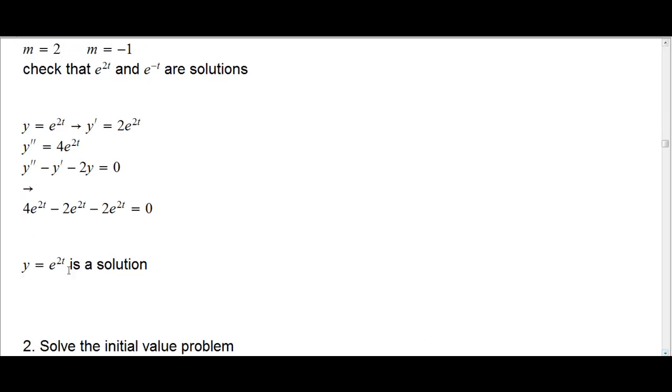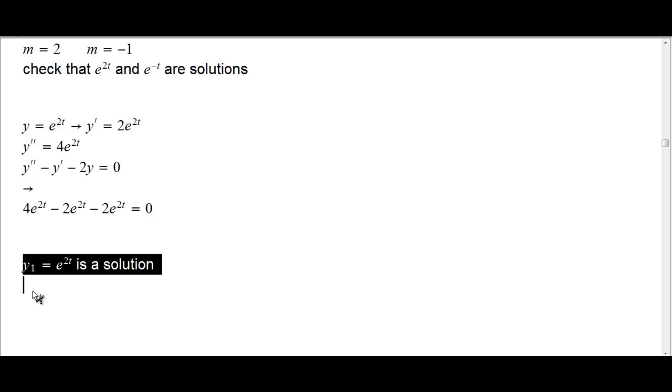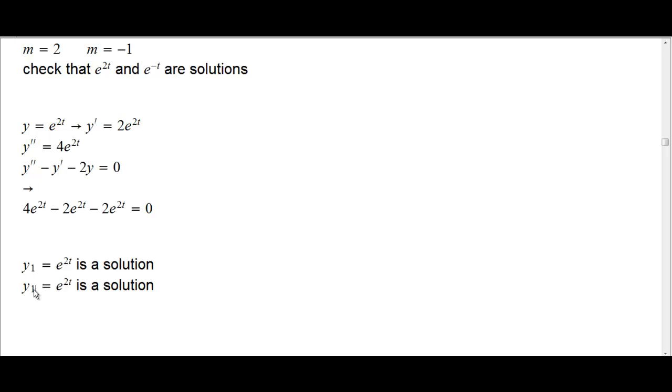And then what happens? Another solution is what? E to the negative t. If we want, we can number them, that this is solution number 1, and then this is solution number 2, right? Is, we may say, another solution, right? Makes sense? Okay, is another solution.